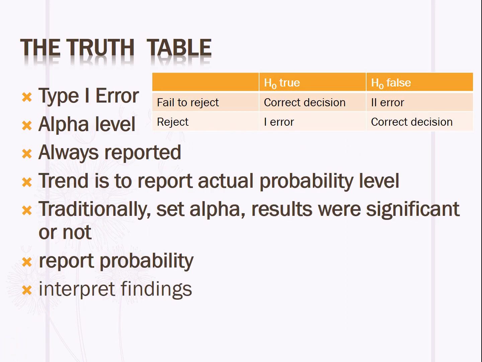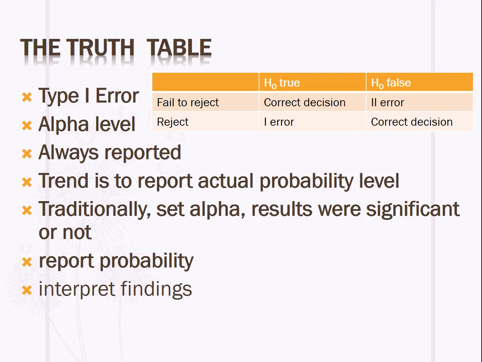Next we will talk about the truth table. In a study, the researcher may make 2 types of error. With type I error, researchers reject the null hypothesis when the null hypothesis is true. That is, a researcher concludes there is a difference between the two interventions, but there really is no difference.